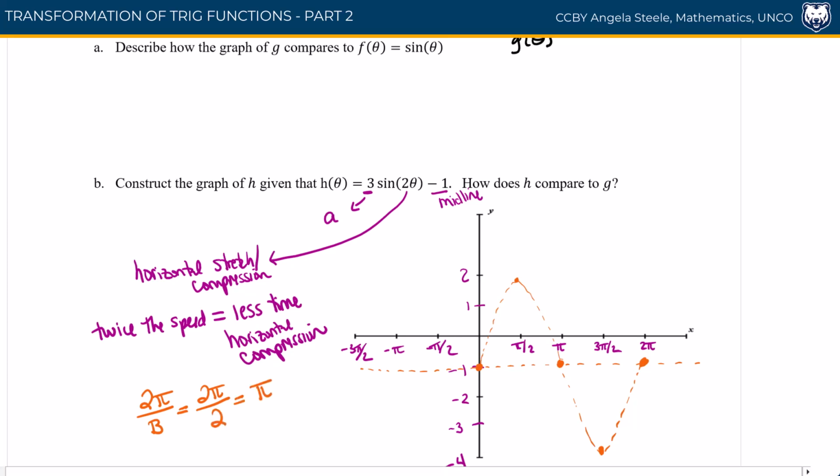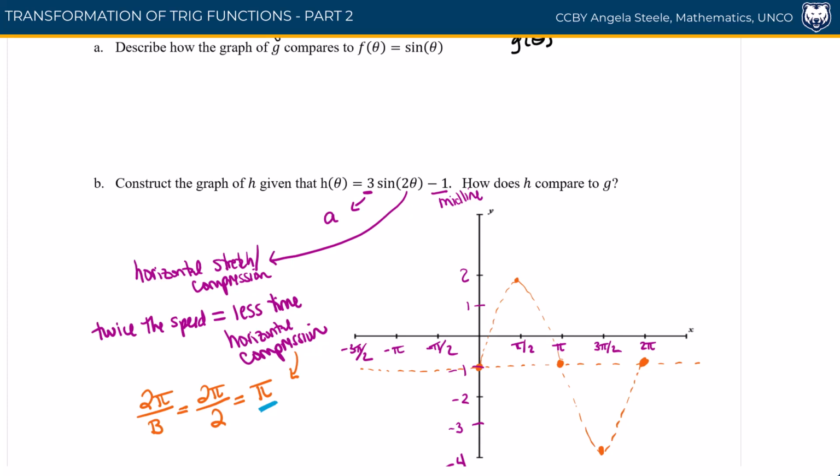When we simplify that, we get pi, which means that when we are thinking about our horizontal compression, it is going to take pi to complete one cycle. Right now, if you look at this orange part of the graph, the full cycle is 2 pi. We are going to compress that into completing that same full cycle by the time we reach pi. So when we graph this function, we know it's going to complete one full cycle in pi.